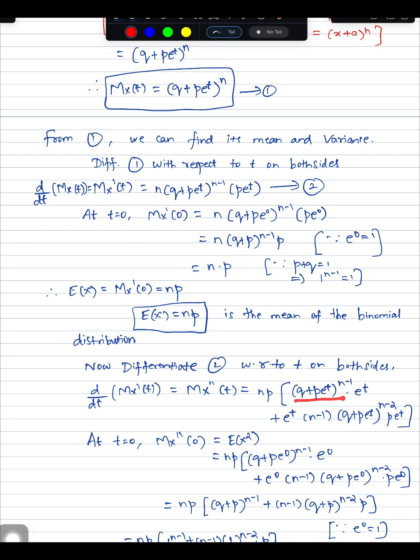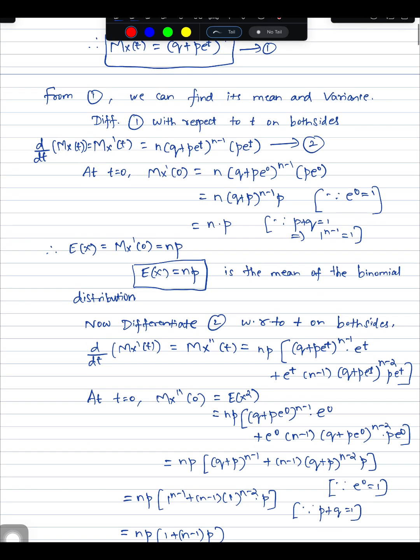That's what we have done here. (q plus p e power t) power n minus 1 into e power t, differentiation is e power t, plus e power t into (q plus p e power t) power n minus 1, differentiation is n minus 1 into (q plus p e power t) power n minus 2 into the differentiation of (q plus p e power t), which is p e power t, because it is a function of a function rule, right?